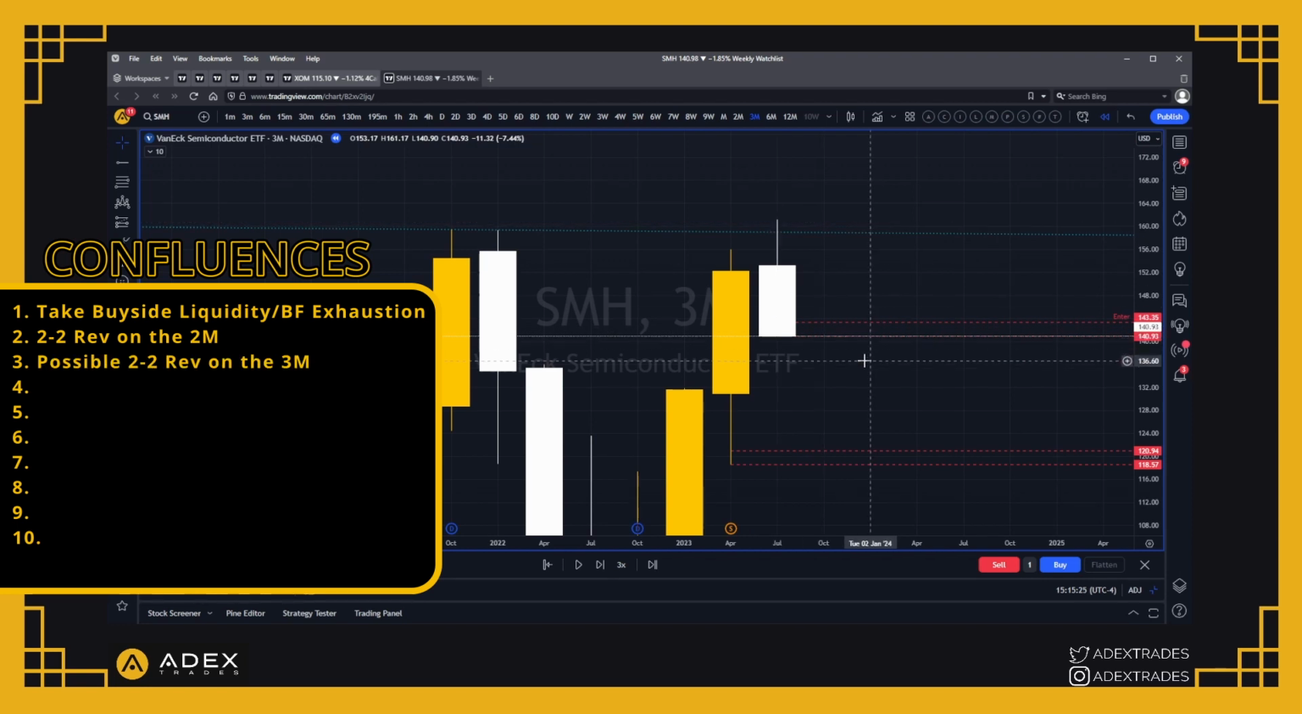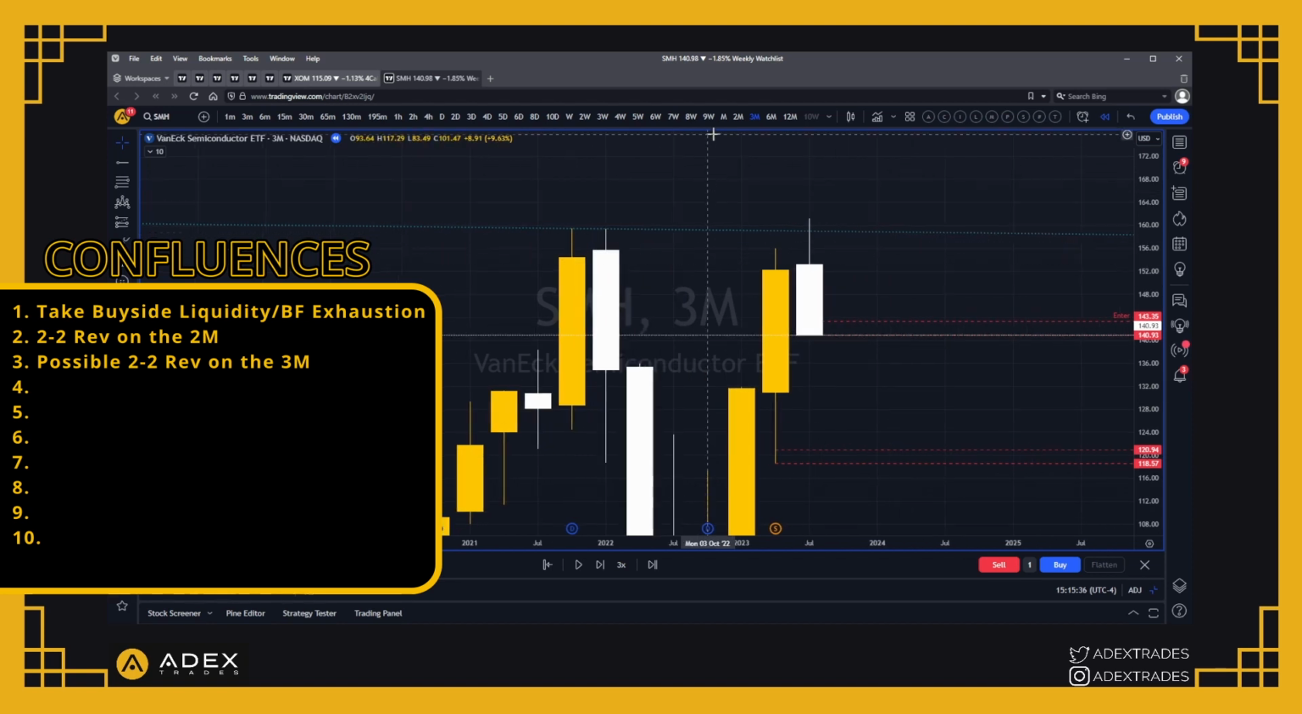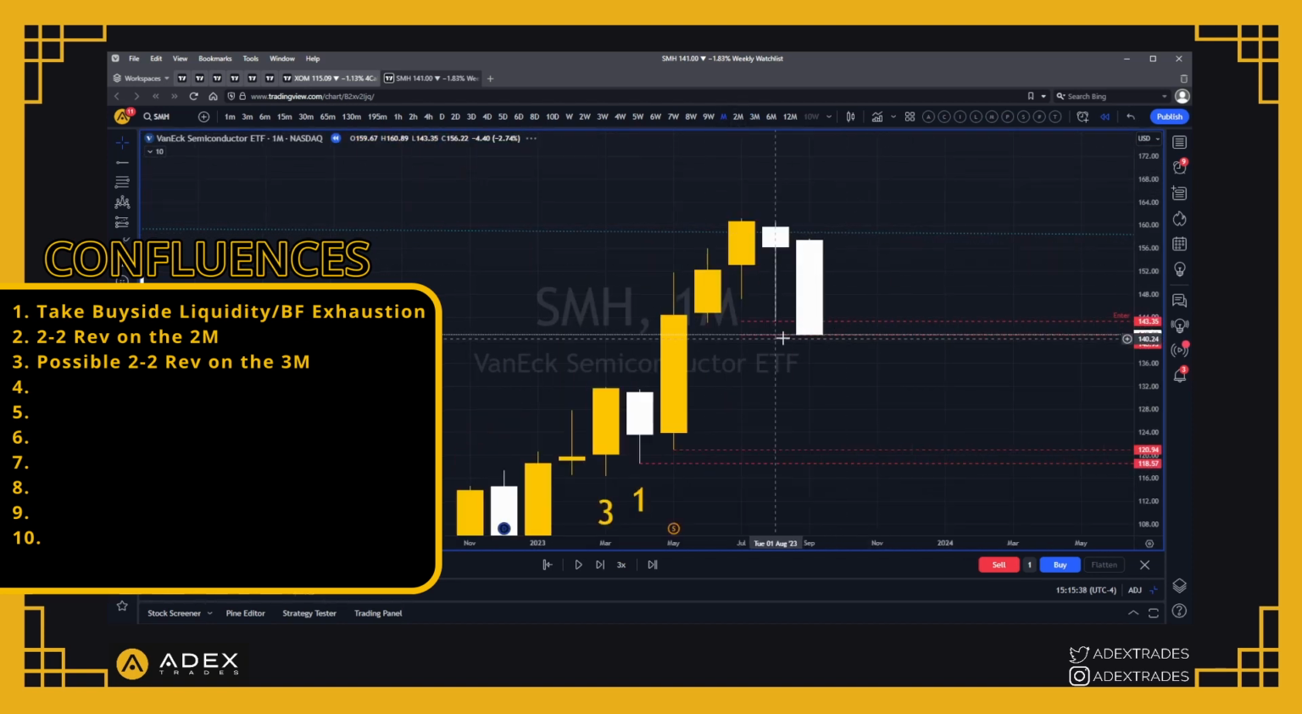So far I've talked about the 2-month chart, I've talked about the 3-month chart, and I talked about the fact that we hit buy side liquidity / broadening formation. So those are 3 confluences so far. The month, pretty much the same thing as a 2-month chart. That was the entry for the monthly candle to go 2-2 down.